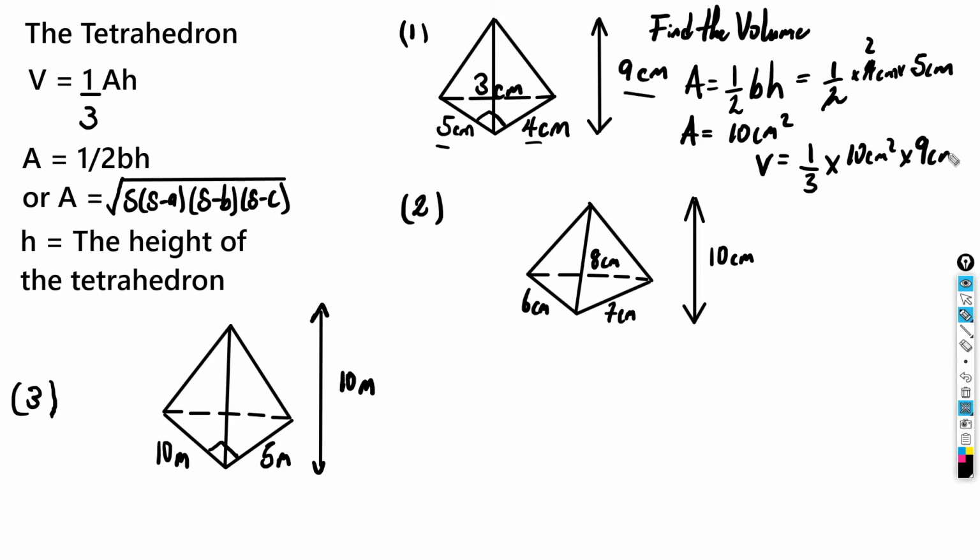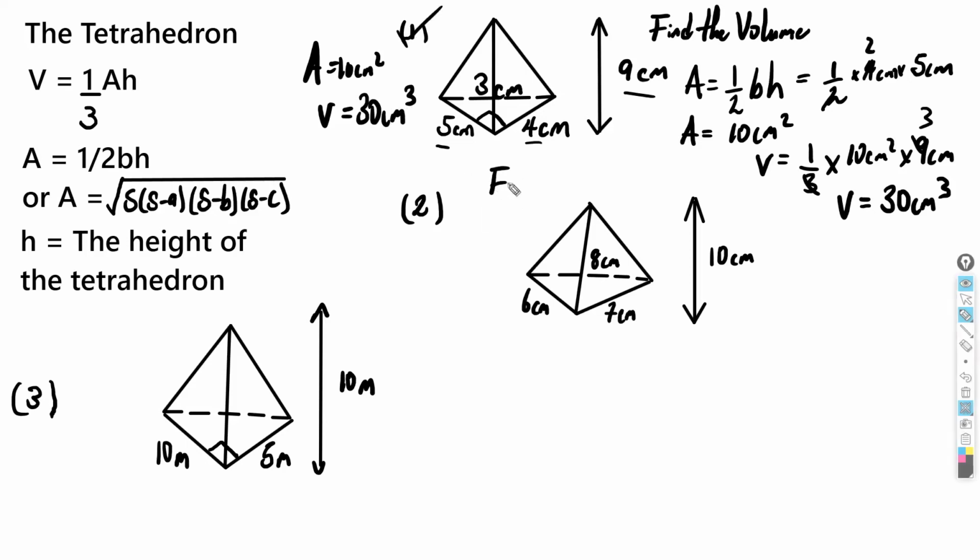Okay, so let's just find the answer for the volume here. The 3 can go into this 9 three times, and we should get 30 centimeters cubed. So the area is equal to 10 centimeters squared, and the volume is equal to 30 centimeters cubed for this question. All right, guys. Cool. So let's move on to the second question now, and we have the same situation.